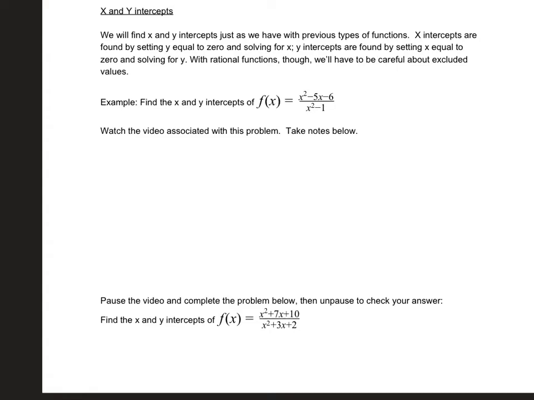But we have to be a little careful here because we have excluded values in the rational functions. So when we're finding X-intercepts, we'll have to compare them against the excluded values and make sure they're not excluded. So I've got an example here. Find the X and Y-intercepts of this particular function. So I'm going to walk you through the steps.